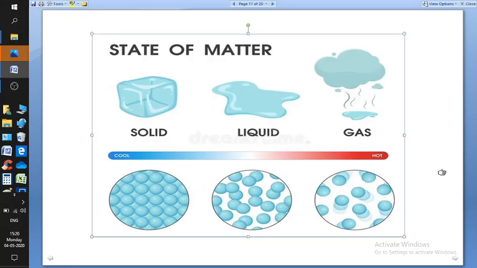So this is just an image of the states of matter and how the particles look in different states. This is what the particles of a solid look like. They're closely packed. In a liquid state, they are a little bit loose, but in a gaseous state, they are almost free. Not even loose, they are almost free. They can move anywhere randomly, without anybody being able to control it.